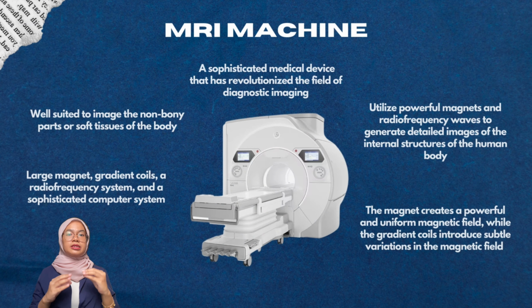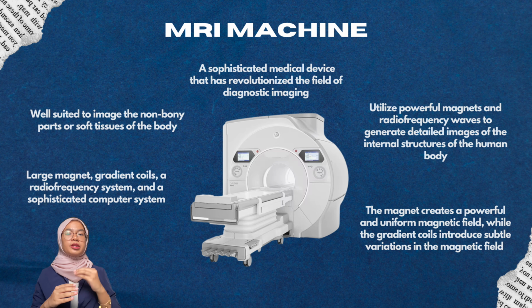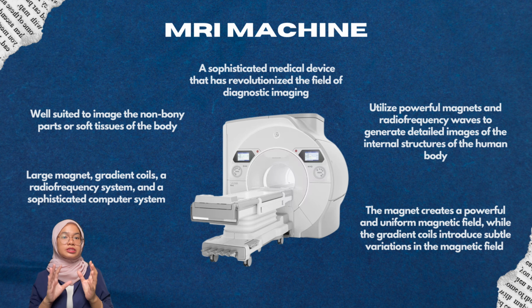The magnetic resonance imaging (MRI) machine is a sophisticated medical device that has revolutionized the field of diagnostic imaging. MRI machines utilize powerful magnets and radio frequency waves to generate detailed images of the internal structure of the human body. MRI scanners are particularly well suited to image the non-bony parts or soft tissue of the body. These images provide valuable insight into various anatomical structures, including organs, tissue, blood vessels, and even the brain's functional activity.